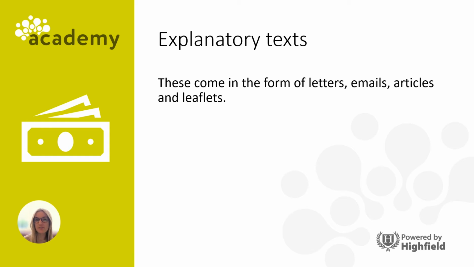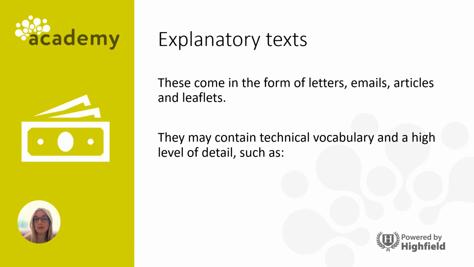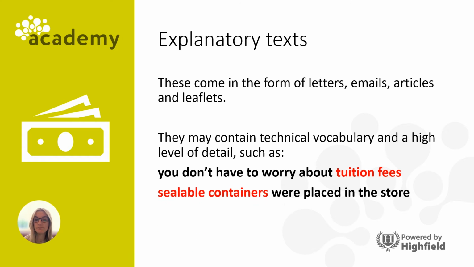Now, explanatory texts are literally texts that explain something or give information to the reader. Now, they usually come in the form of letters, emails, articles and leaflets. Now, when a text is explanatory, you'll find a high level of detail and technical vocabulary included. They don't tend to have opinion and are more often based on fact. So some examples are: you don't have to worry about tuition fees, sealable containers were placed in the store, the coastline is depleting at a rapid rate.